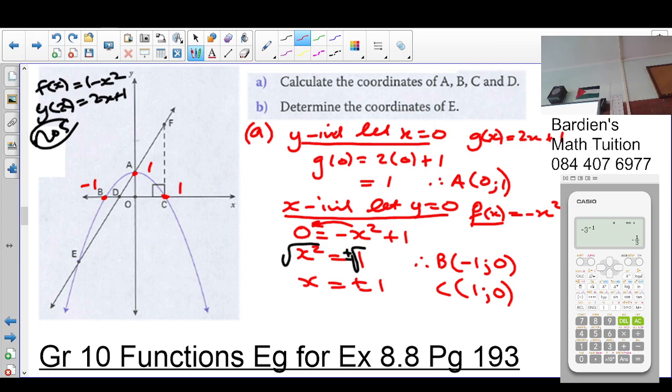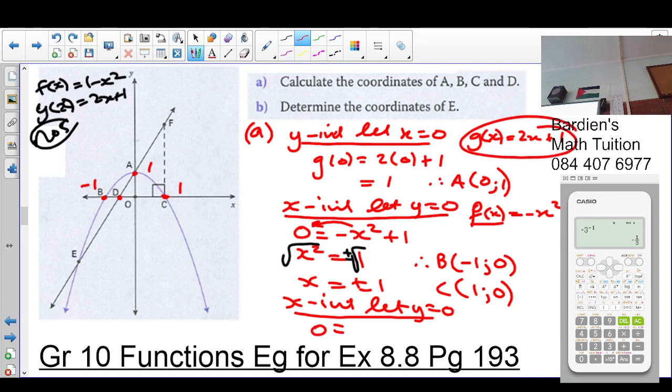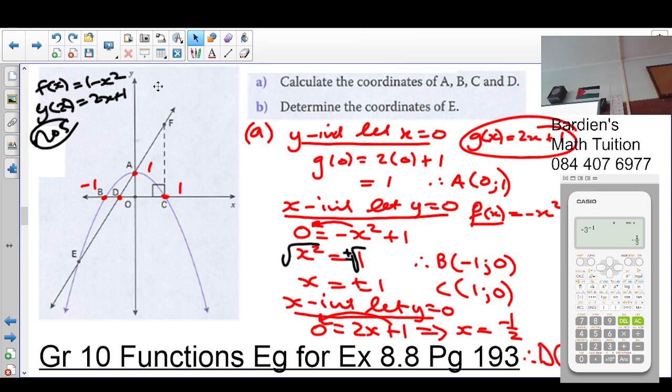Let's look at D. What is D? Your x-intercept of the straight line. So we let y equal to 0 for the straight line, which is g of x. Not so? So 0 is equal to 2x plus 1. Take it over the equal sign, becomes negative 1. Divided by 2, negative half, which implies x is negative half. What is the question? The coordinates of D. Therefore, D is negative half and 0. Do you guys understand?